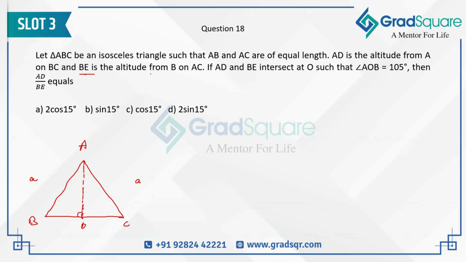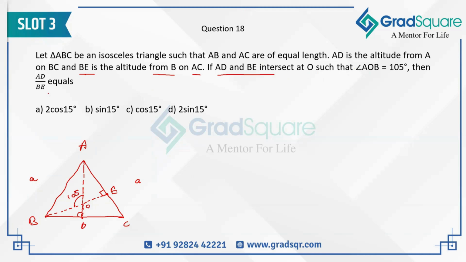BE is an altitude from B on AC. If you take BE as an altitude, it is going to be over here and this is going to be 90 degrees on AC. Now AD and BE intersect at the point O. So this point becomes O over here. Angle AOB is 105. So this angle turns out to be 105.